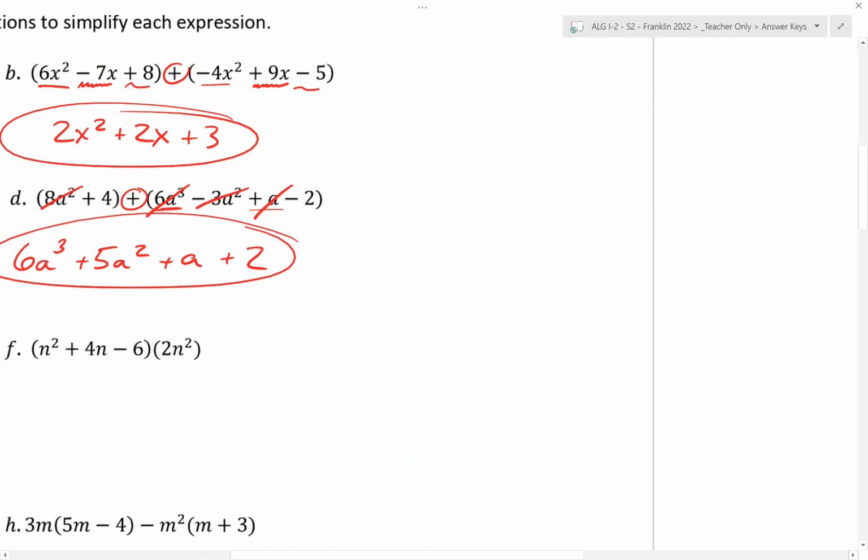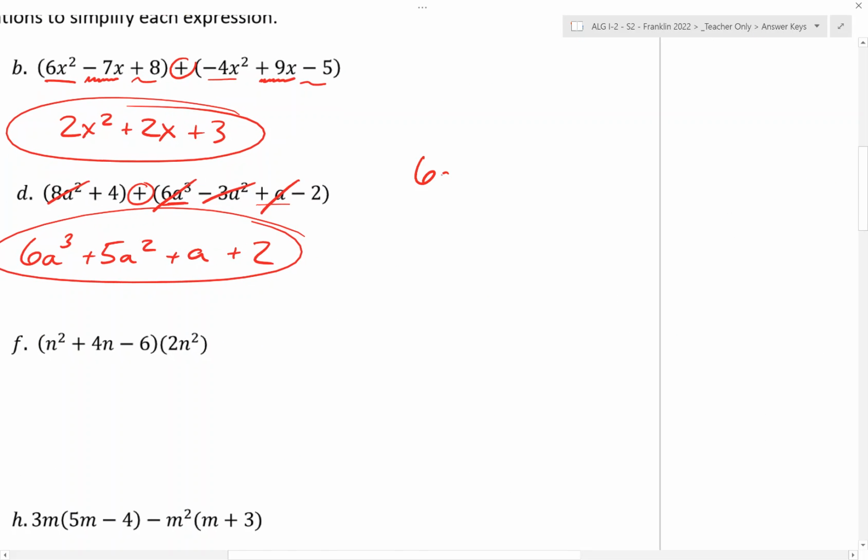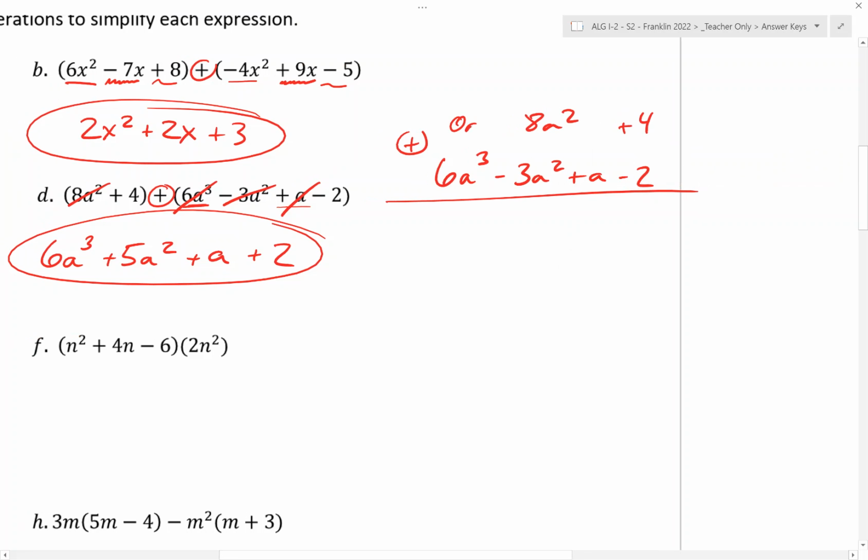If you were going to line this up vertically, it would look something like this. I'm going to write the bigger one first just because then you'll be able to see. We have 8a squared plus 4. It would look like this. We're adding those together. So there's kind of a 0a cubed and a 0a placeholders there, so you just bring this down and so on.